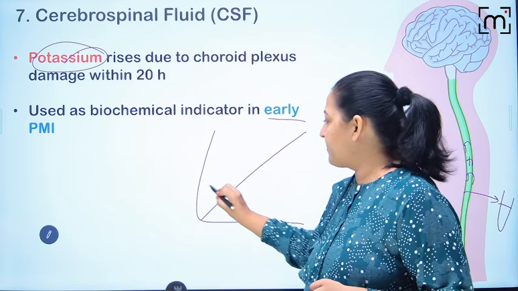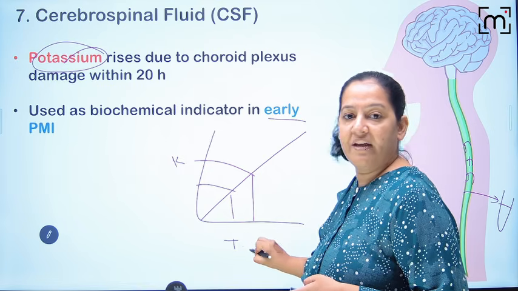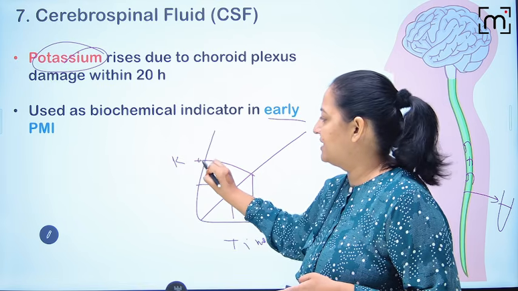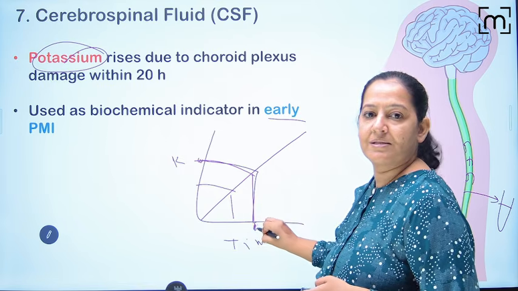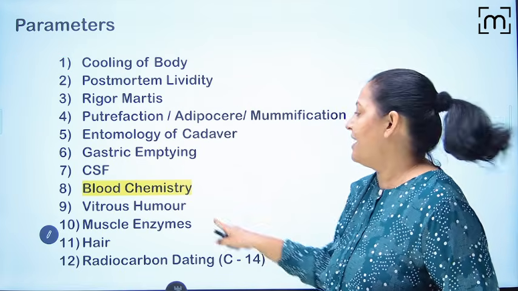So it will tell us the approximate time of death. Depending on the concentration of the potassium, we can tell the time. Suppose potassium is this, so the approximate time of death is this, like that. There is a linear relation like that, but it is approximate. The next is blood chemistry.